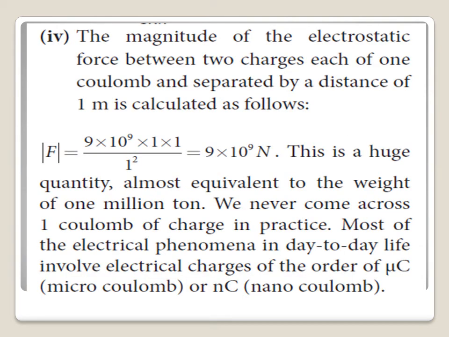Then the fourth aspect is the magnitude of the electrostatic force between two charges, each of 1 coulomb. When Q1 and Q2 are equal to 1 coulomb and the distance r is equal to 1 meter, then F will be equal to 9 into 10 power 9 into 1 by 1 square, that is 9 into 10 to the power of 9 newtons. So this is a huge quantity, almost equivalent to the weight of 1 million ton. So we never come across 1 coulomb of charge in practice. Most of the electrical phenomena in day-to-day life involve electrical charges of the order of microcoulomb or nanocoulomb.